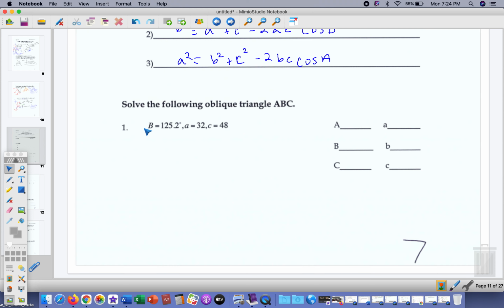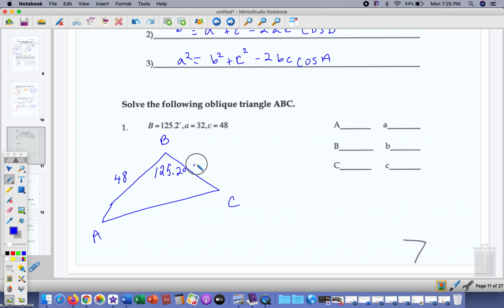So if this says solve the oblique triangle, let's set this up. A, B, C, so we have 125.2 degrees. We know little c is 48. We know little a is 32. We have side, angle, side, so we're using law of cosines. Fill in what we know: this is 125.2, little a is 32, and little c is 48.